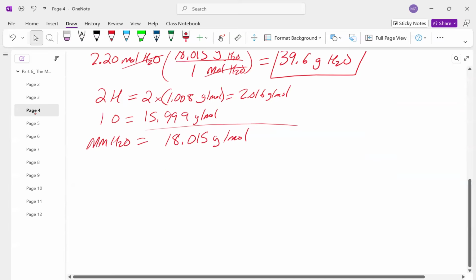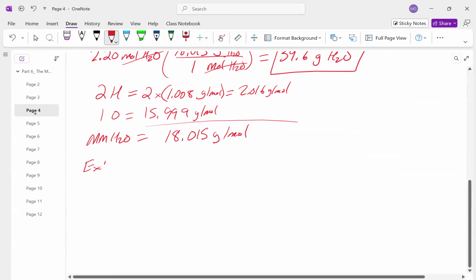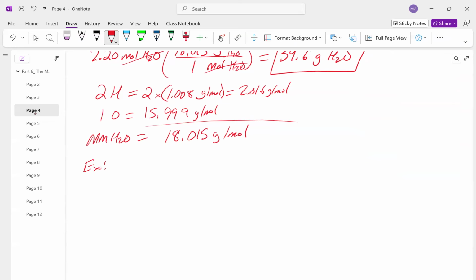Let's do one more. And this one's going to be a little bit, I don't want to say more difficult. There's going to be a little bit more to it because I'm going to present a problem that requires you to go back and do some things that you did in previous units. How many moles are in 98.3 grams of aluminum hydroxide?